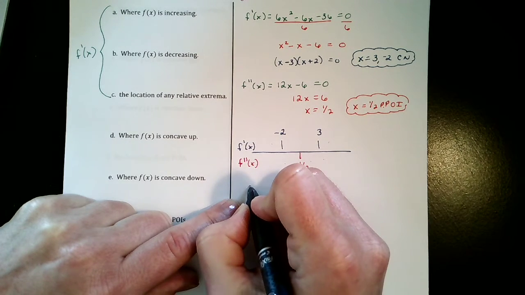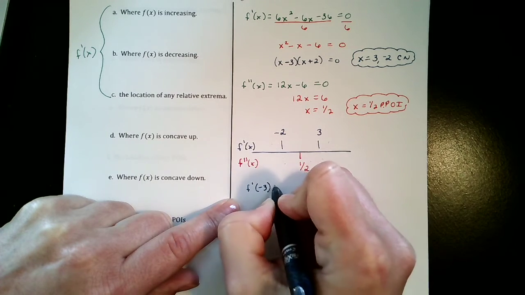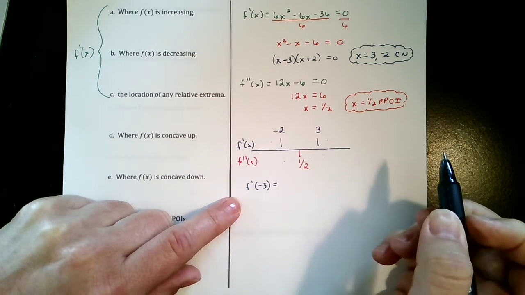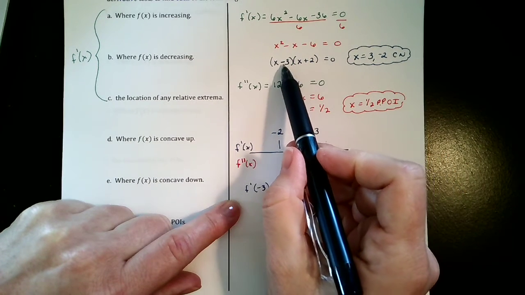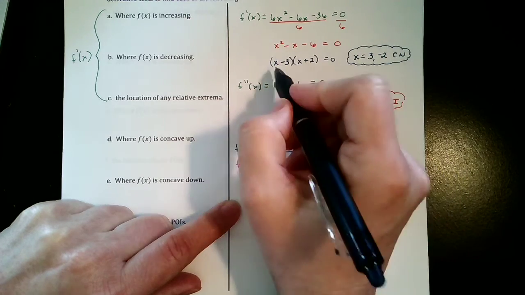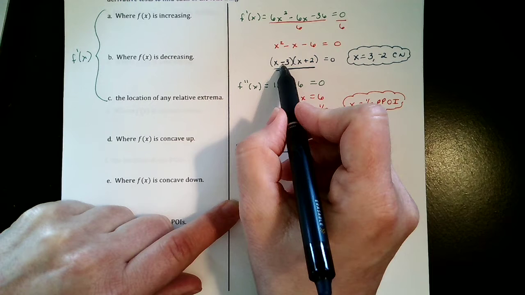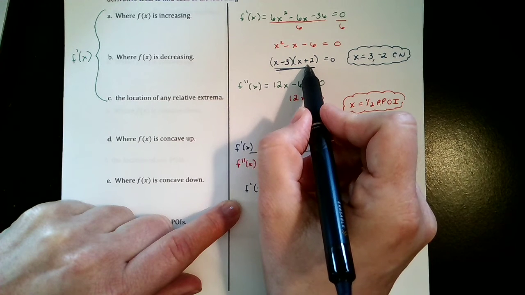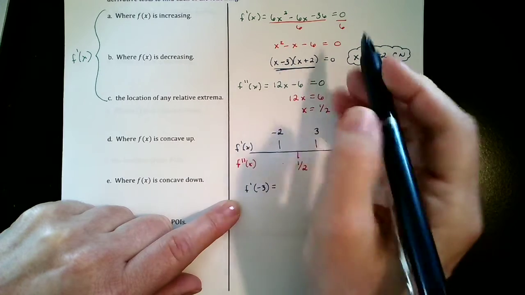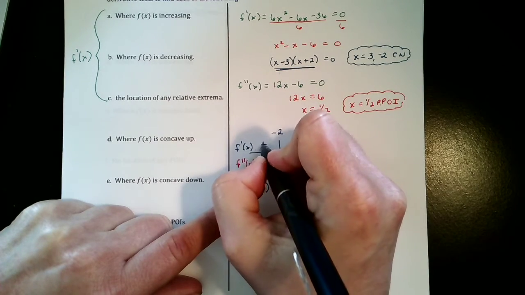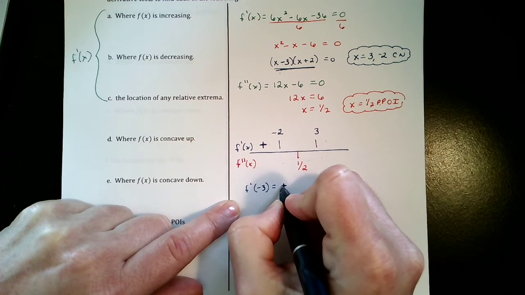So let me do my first derivative. I need a number to the left of negative 2. Let's say negative 3. And remember, I don't really care what the answer is, I just need to know if it's positive or negative. So I always like to go back to the factored form of the derivative. That's this guy right here. If I put negative 3 in here, that gives me a negative number. And if I put negative 3 in here, negative 3 plus 2 is a negative number, and a negative number times a negative number is a positive number. So I get a plus sign there. So this is a positive number.